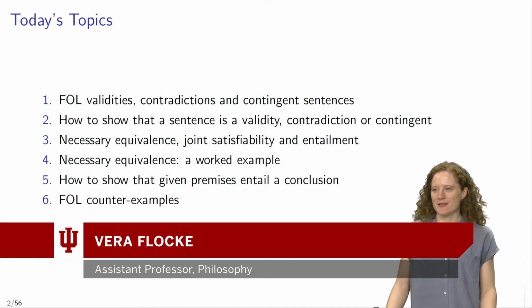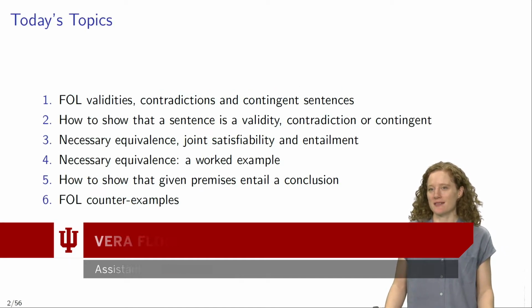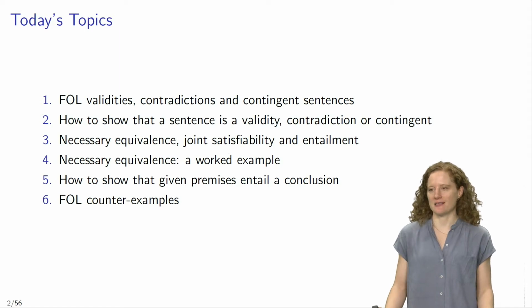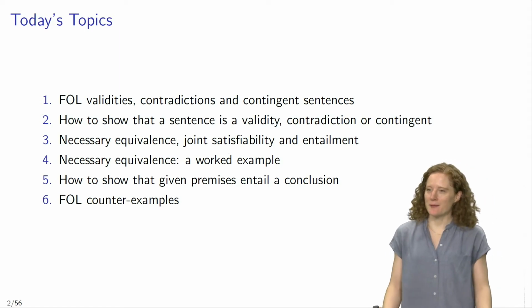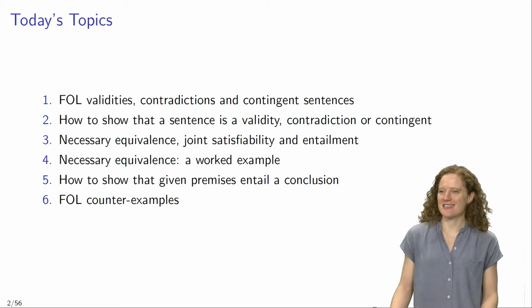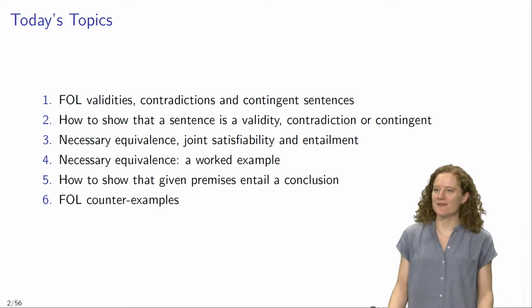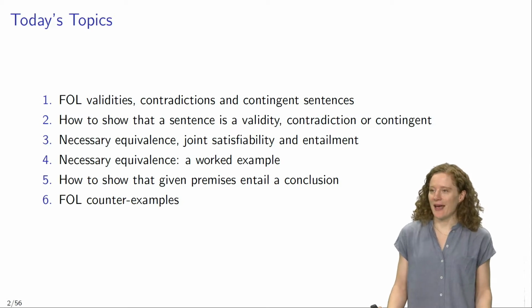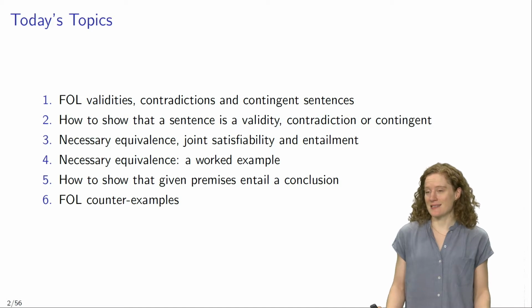Today we are going to acquire a few new semantic concepts about FOL sentences. Specifically, we are going to learn what FOL validities, contradictions, and contingent sentences are. And we are going to learn when two FOL sentences are necessarily equivalent or jointly satisfiable, and we are going to discuss when given FOL sentences entail another sentence.